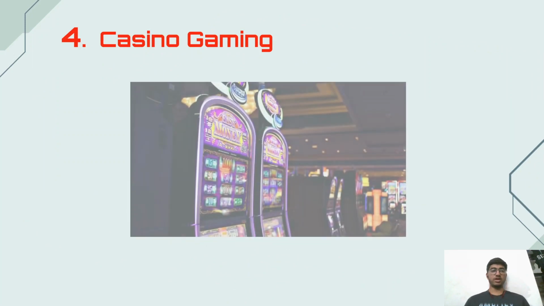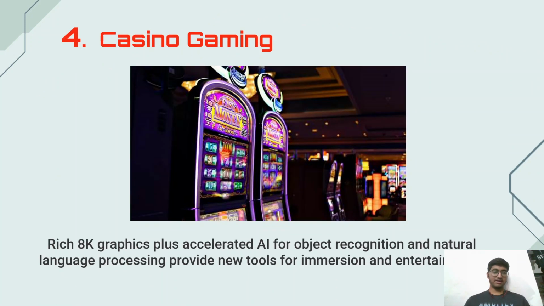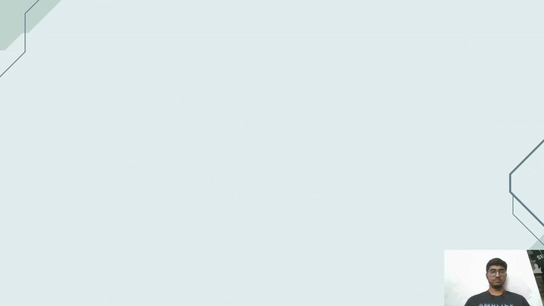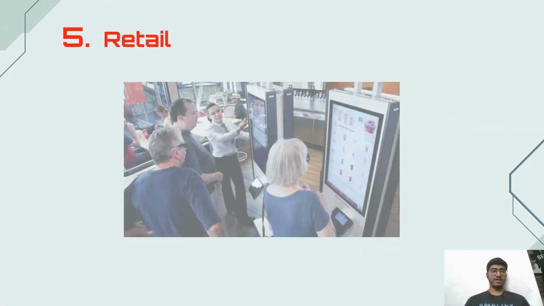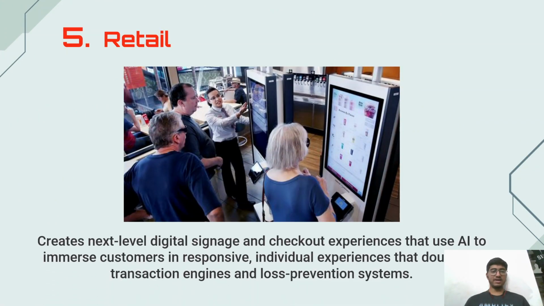Fourth one is casino gaming. Very interesting. Rich 8K graphics plus accelerated AI for object recognition and natural language processing provide new tools in immersion and entertainment. Fifth one is retail. In the retail sector, it creates next level signage and a checkout experience that uses AI to immerse customers in a responsive, individual experience that doubles as a transaction engine and loss prevention system.